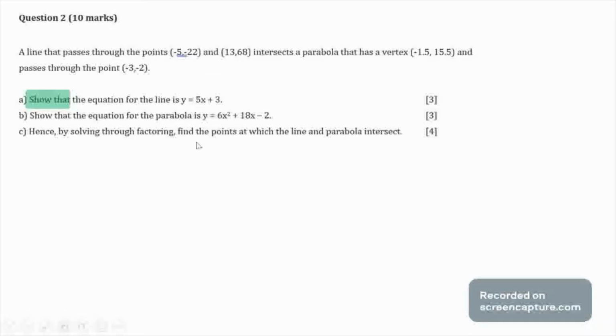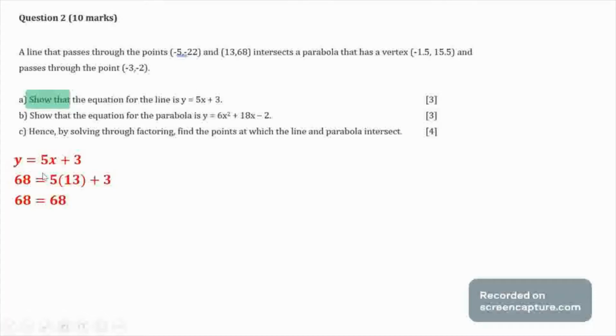Now, a common mistake. Some students might do this. They have their linear equation, which is given to them here, and they're like, okay, I need to show that these points are on this line. So what I'm going to do is substitute those points into the equation. So see how 13, 68 was put in here, 68 for y, 13 for x. And you're like, okay, solve. Oh, 68 equals 68. Great.